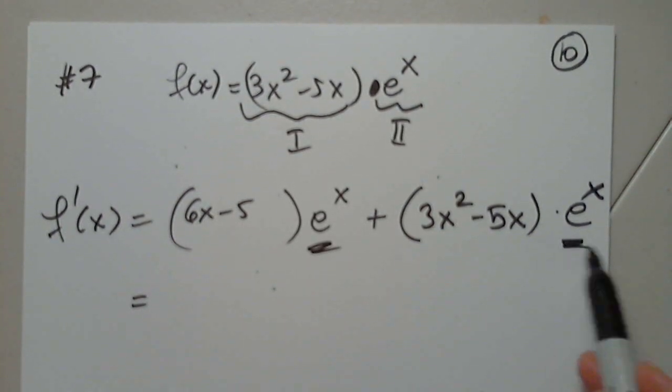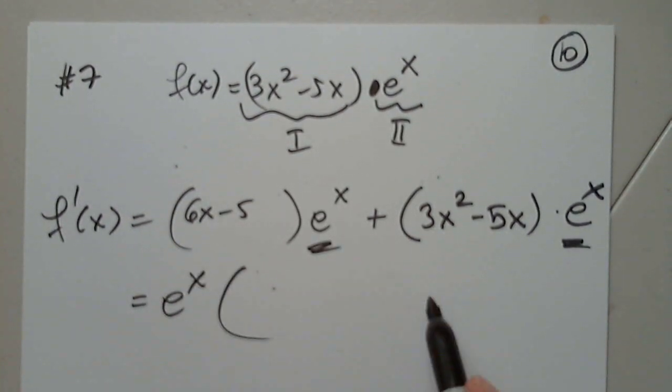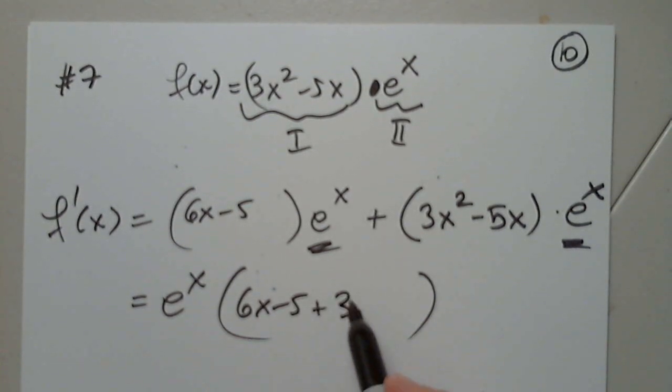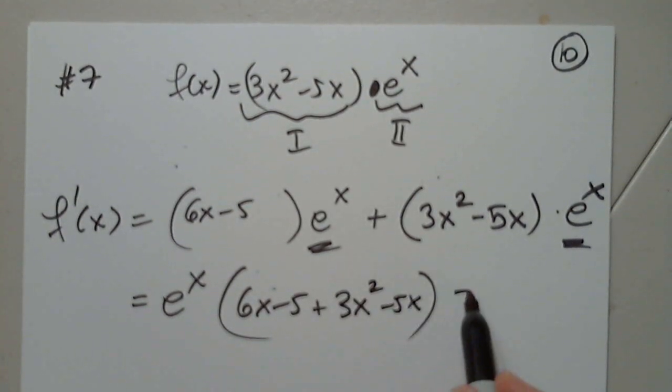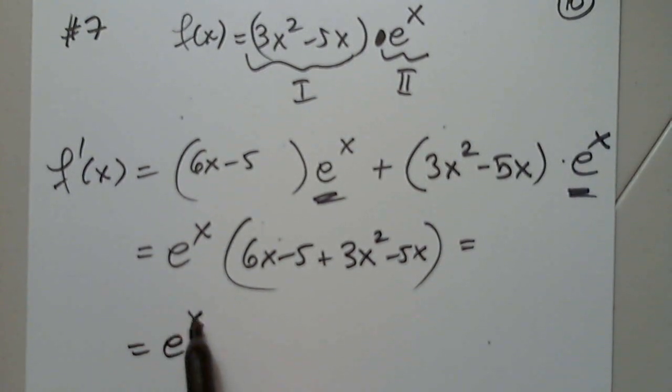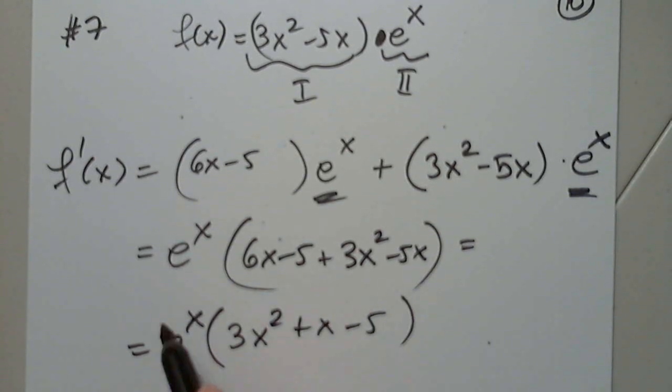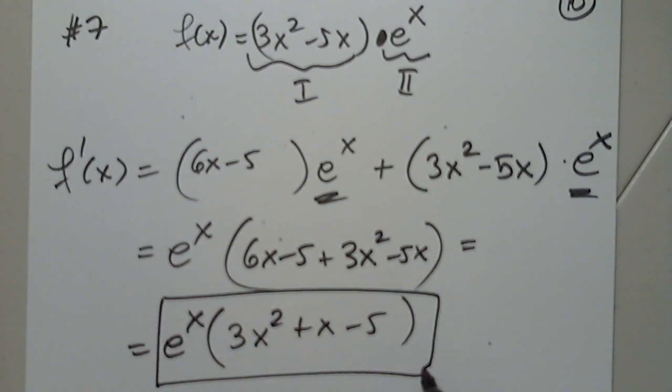I will factor out e to the x. So then I have 6x minus 5 plus 3x squared minus 5x. I will write e to the x and then arrange this correctly. Plus x minus 5. And this is it. Perfect.